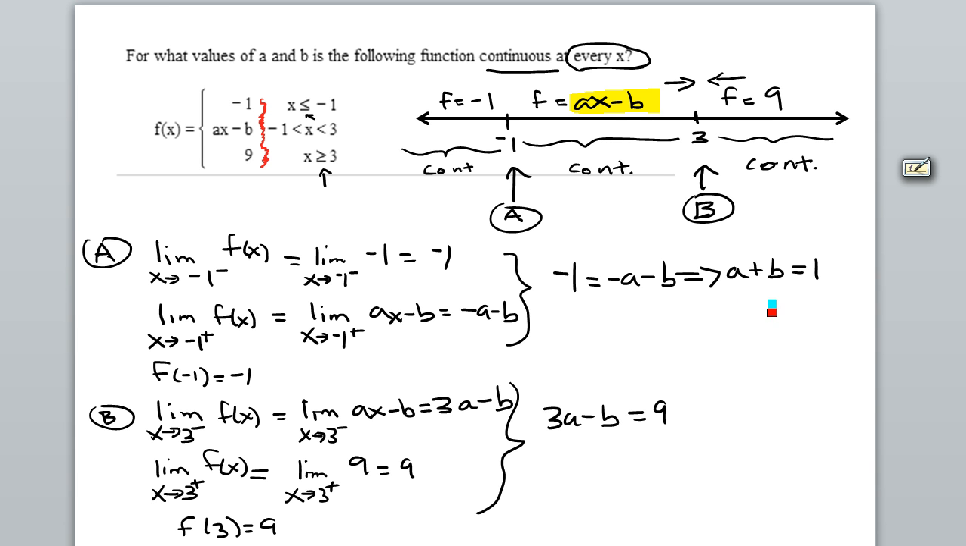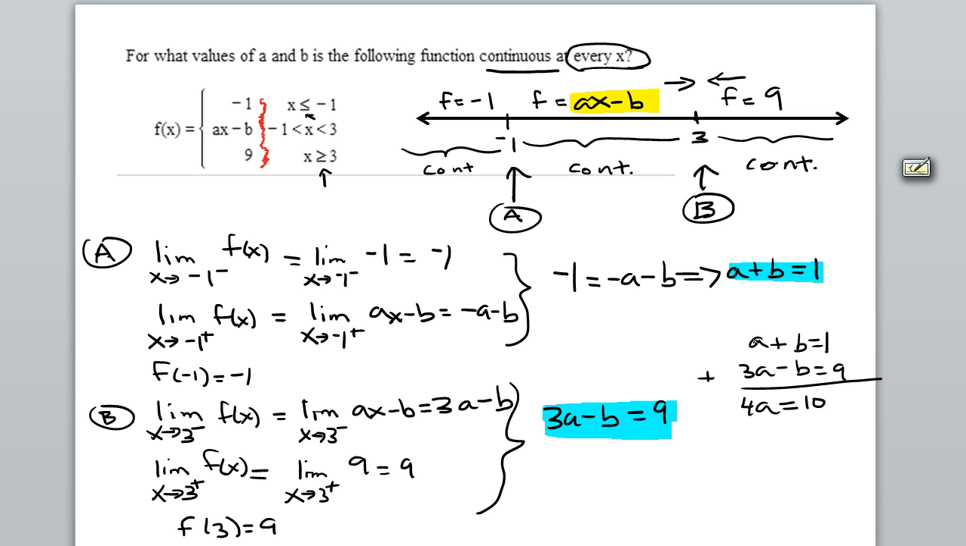Okay, so these two both have to be true for the function to be continuous everywhere, and we're looking at a system of equations. A plus b needs to be 1, and 3a minus b needs to be 9. Solve it however you like. I'm going to solve it using elimination, because I'm just going to add these two together. The b's cancel out, and you end up with 4a equals 10. Giving us the fact that a is 10/4 or 5/2.